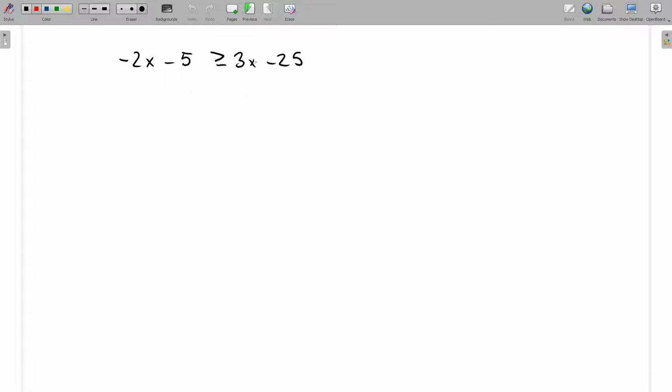It doesn't matter what side I get the x on. Normally, I move the x's onto the left, but let's change it up a little bit. Let's move the x's to the right, just so we can illustrate something that's going to happen. So if I want to get all the x's onto the right, that means I want this negative 2x to go to the right, meaning I need to add it to both sides.